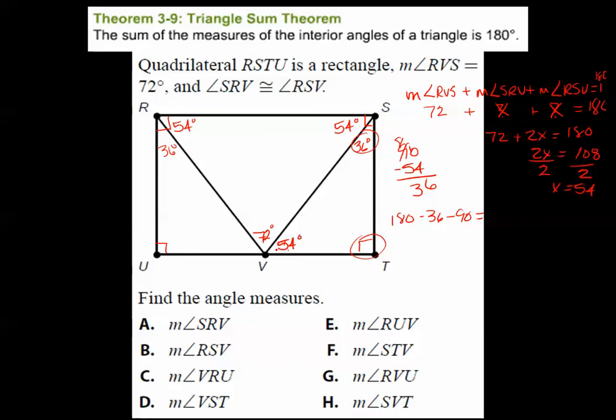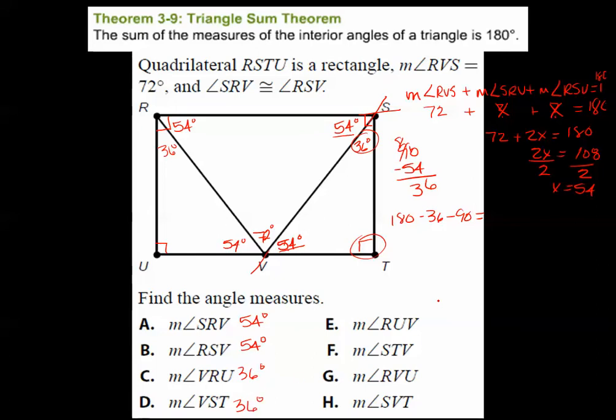Now, another trick you could have used is that this is a transversal of parallel lines, and this 54 and this 54 are alternate interior angles. And by the way, this angle over here is also 54 degrees. So let's see, it said SRV, so that was 54. This one was 54. It said VRU, 36. VST, 36.